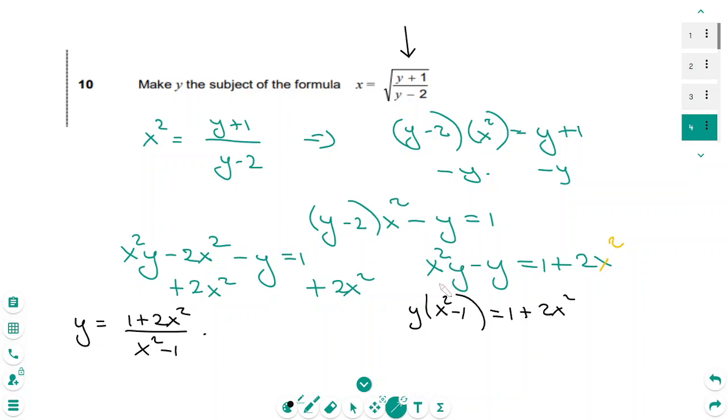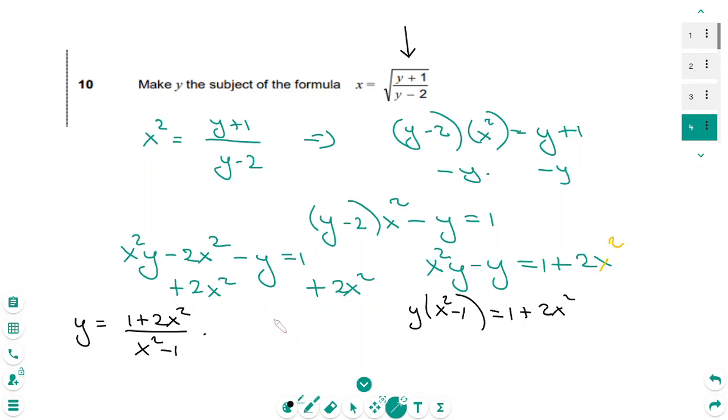and you see here I have y. I take the y out of the bracket, then I open the bracket. X squared minus 1 is equal to 1 plus 2x squared. Dividing both sides by x squared minus 1 gives you the y. I make the y the subject, and this is the answer.